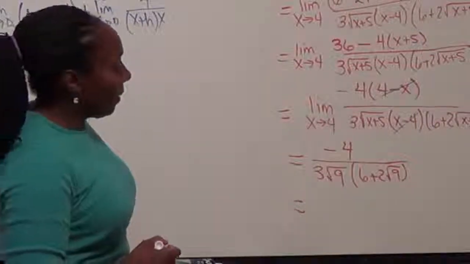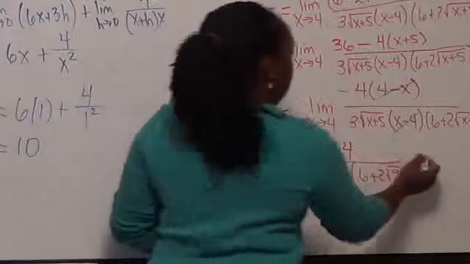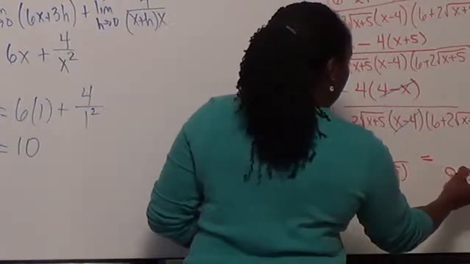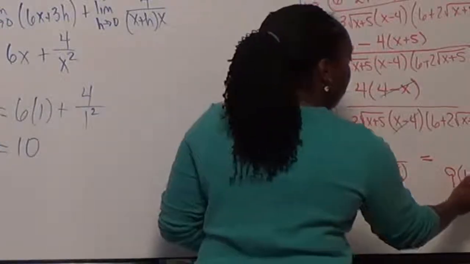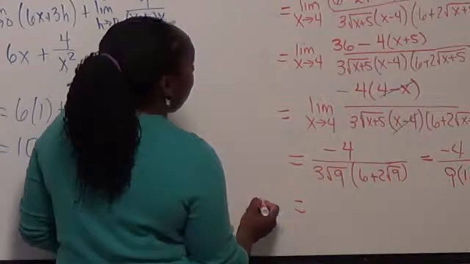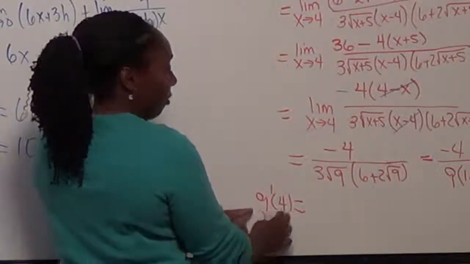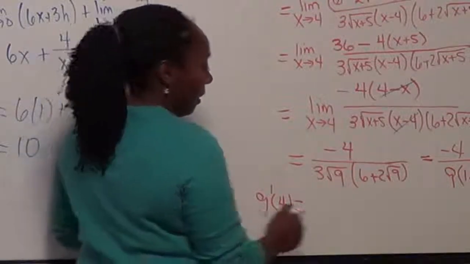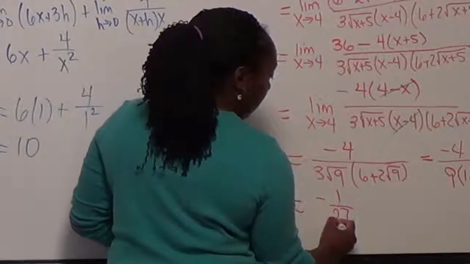And we can simplify that down. So we'll get a 3 times 3, which looks like a 9. And a 6 plus 2 times 3, which is 6, so that's a 12. So our g prime of 4, meaning the slope of the tangent line at x equals 4, is going to look like a negative 1/27.